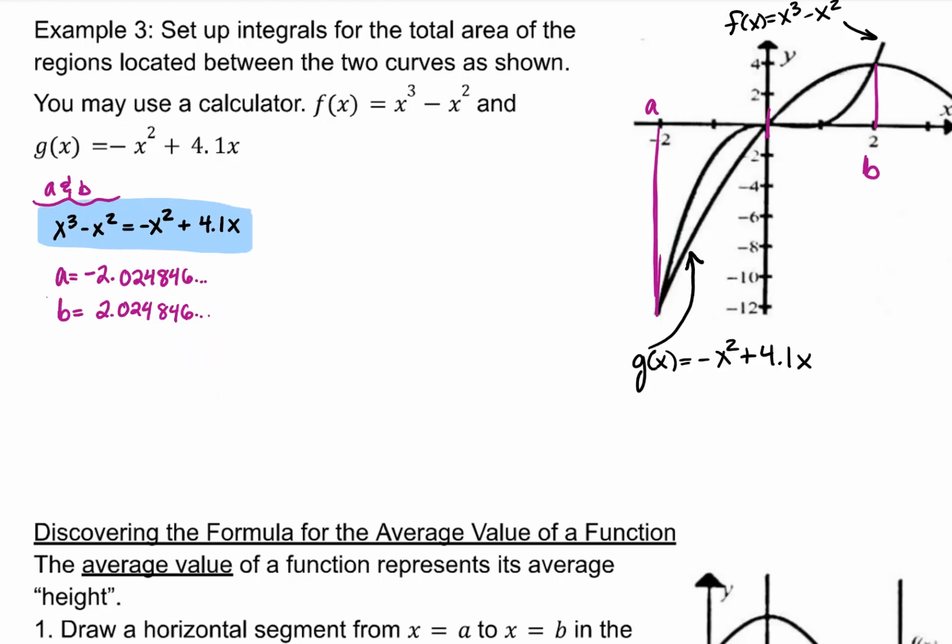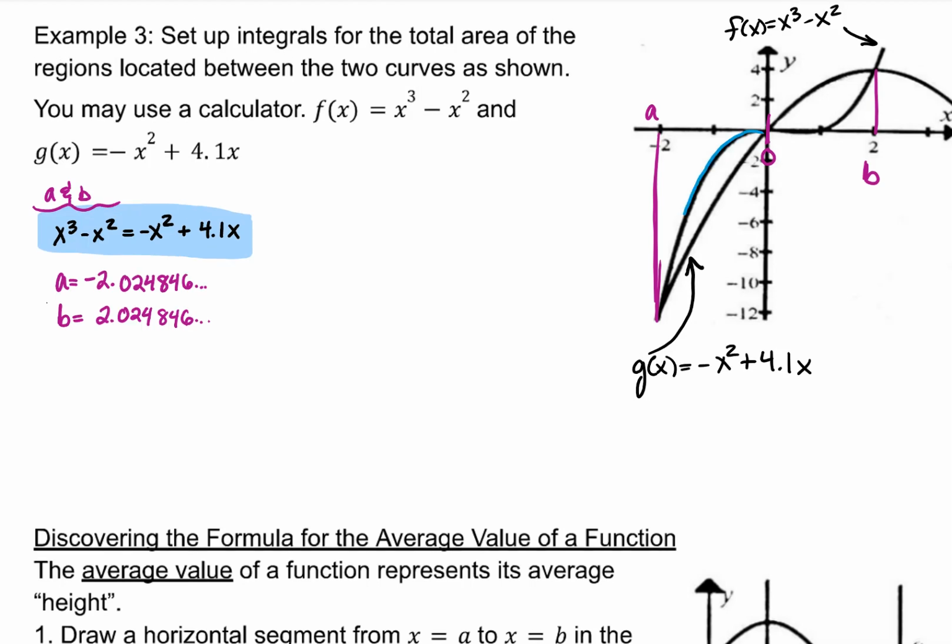But this intersection in the middle is also going to break up our integrals. That one's easy though, because that is happening at x equals 0. From a to 0, our cubic function is the upper curve. From 0 to b, the parabola is the upper curve. So it's time to set up our integrals.